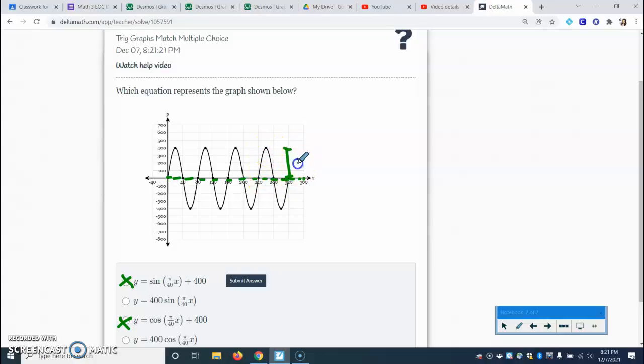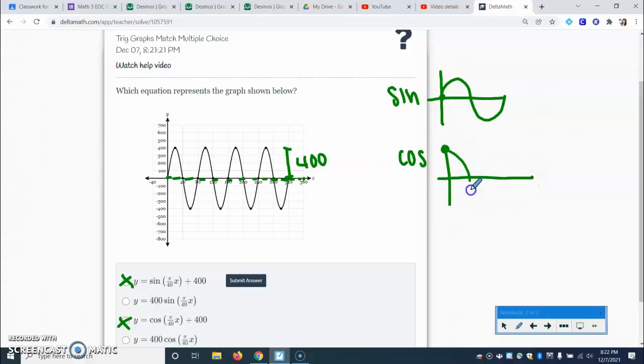From there to there is 400. That doesn't narrow it down anymore because they both say 400 and 400. So I'm going to have to figure out whether it's sine or cosine. Again, sine should start like that. Cosine should start like that. Because this one starts in the middle, goes up, goes down, that is a sine.